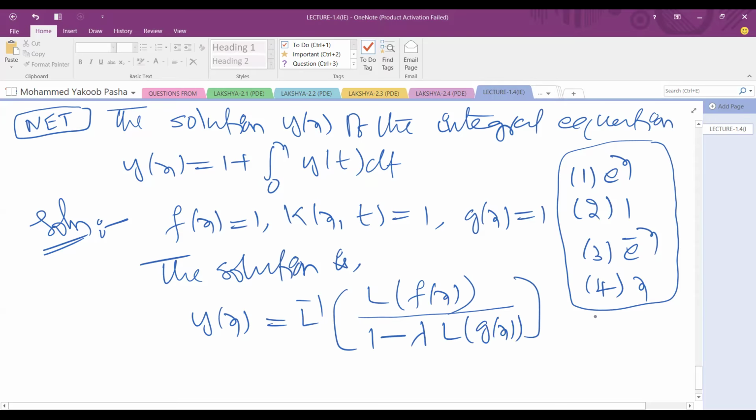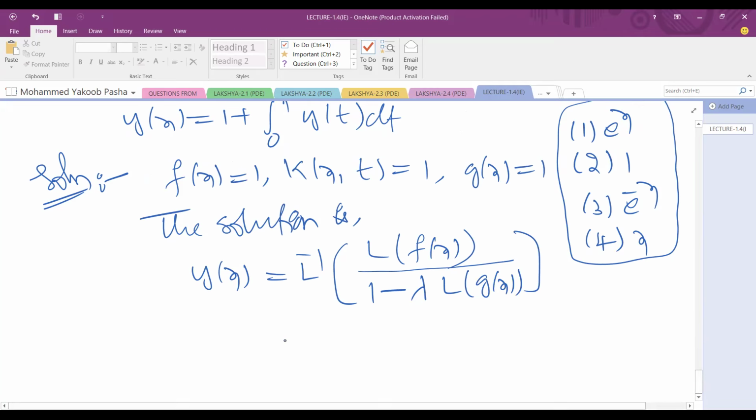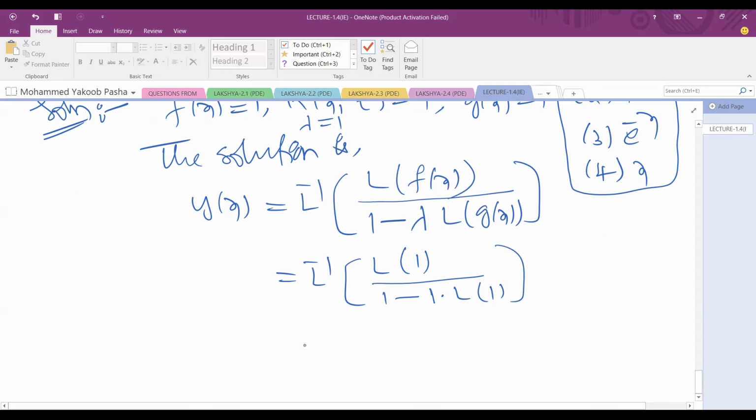So here substitute all the values. Inverse Laplacian of f of x is 1, minus lambda, lambda is also 1. You may write here lambda is equal to 1, into Laplacian of g of x, that is also 1. So this is equal to L inverse of Laplacian of 1 is 1 by s, and this is the formula.